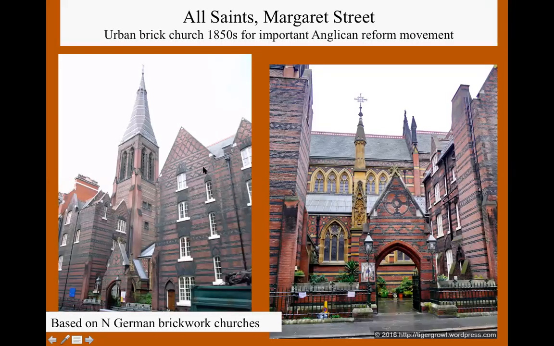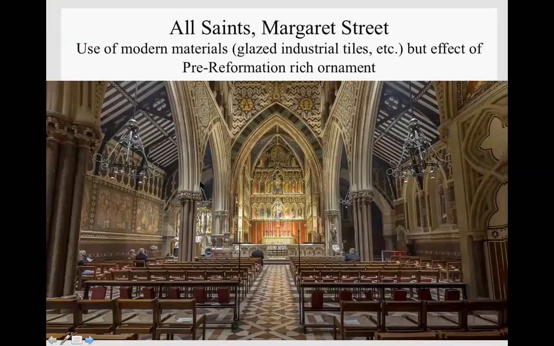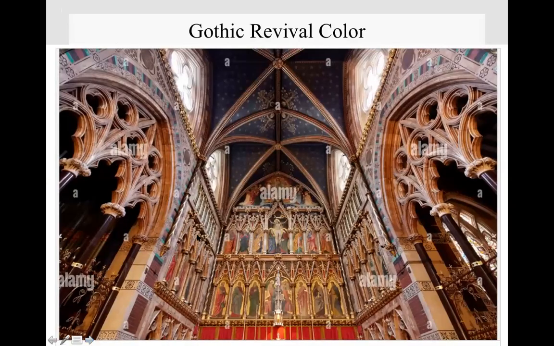The Gothic wasn't all the same. There's different kinds of Gothic. This is a very tough inner city church, based on actually North German models, brickwork. It's a very small site, also kind of squashed in a bit. What's interesting here is the way they used modern materials, tiles, etc., to create this very rich effect. Again, this harking back to what English culture had once been. Lots of color, lots of extraordinary ornament.